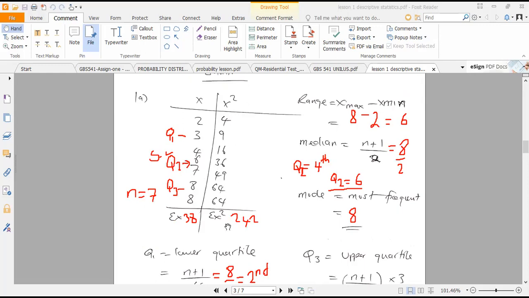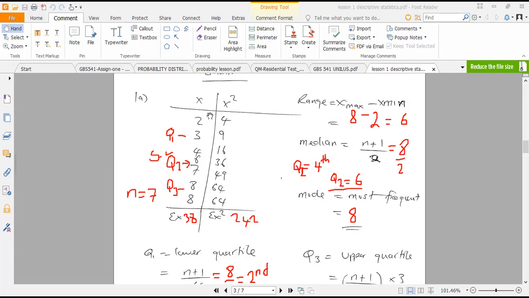So they are what we call measures of central tendency and measures of dispersion. So we start with the measures of dispersion. We now want to understand what the range is. A range is simply the difference between the highest number and the smallest number. So this is 8 minus 2, which gives us what? A 6. That is our range. When we divide the range by 2, we call that the mid-range.